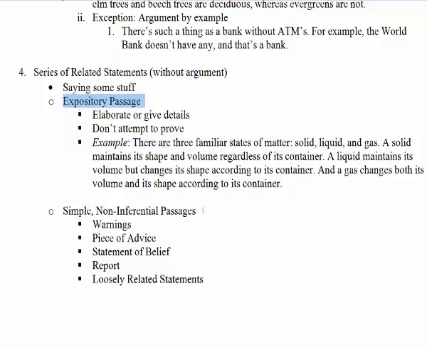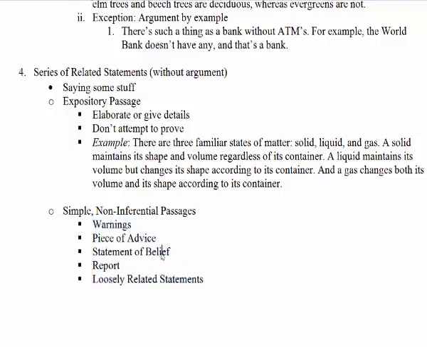Now, when you have simple non-inferential passages, this is essentially the same thing, only shorter. Somebody just tells you some stuff. They don't try to prove anything. They don't give an example of anything, or try to explain anything. And again, the textbook divides this up into a whole bunch of different categories, but the differences between these aren't really very important to us.